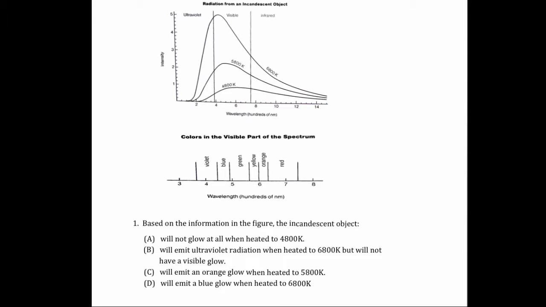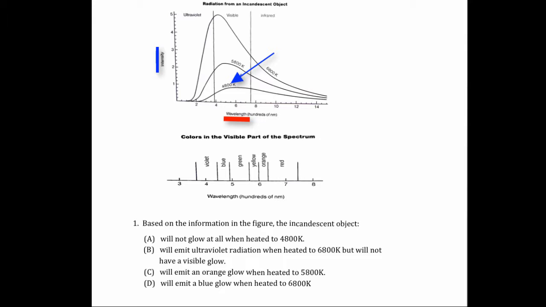We see 3 curves. It looks like an object has been heated to 3 different temperatures, and the curves represent the intensity and the wavelength of the radiation that is emitted from the object when it gets heated. Looks like there's 3 bands of possible light. One is ultraviolet, and in the center we have visible, and to the right we have infrared. And on the y-axis we have the intensity, and on the x-axis we have the wavelength of the light that's emitted. So now at 4800 degrees Kelvin, here's the curve.